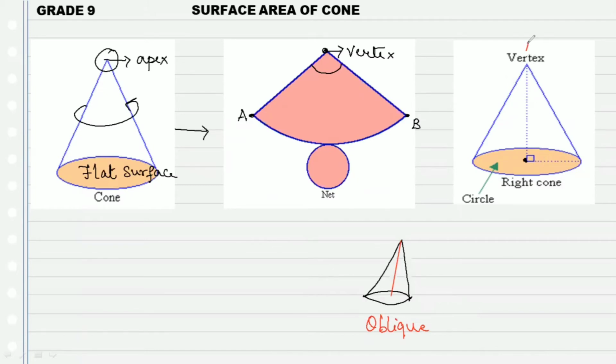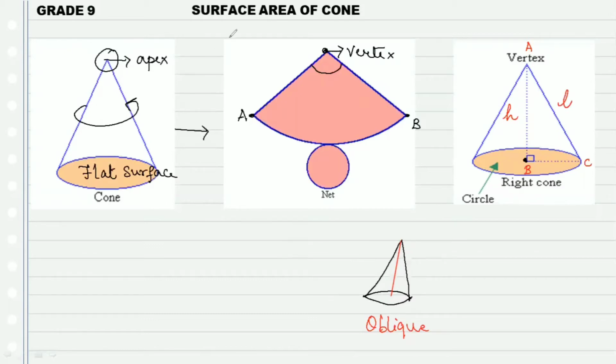Hence, if I name this AB, AB will become your height. Then what about AC? Students, you can clearly see here that AC is not a perpendicular one, right? It's actually a slanted one. So AC is known as the slant height, which is denoted by small l.